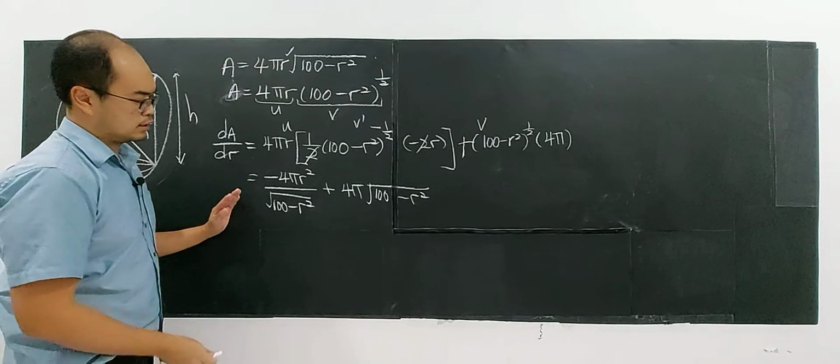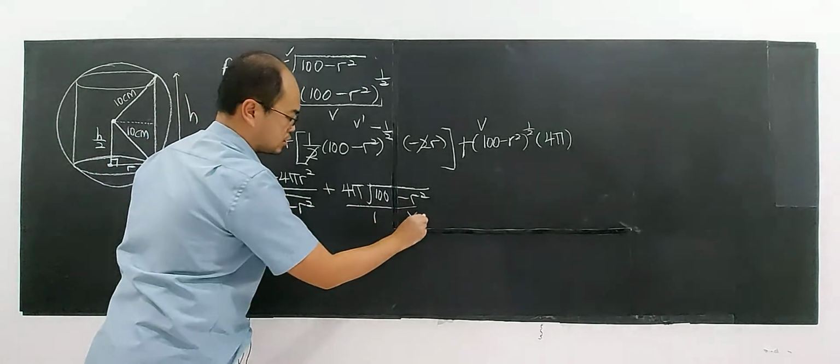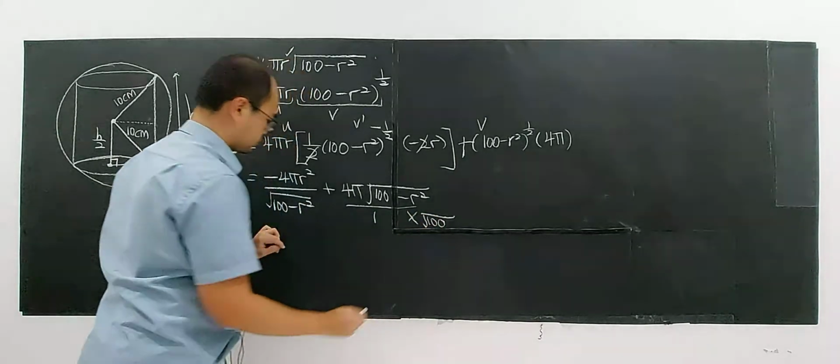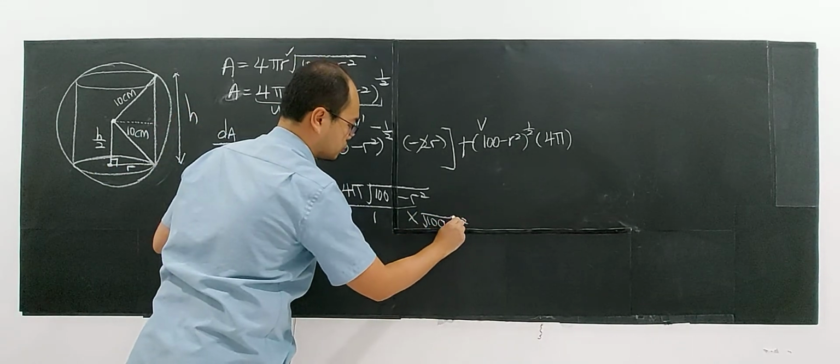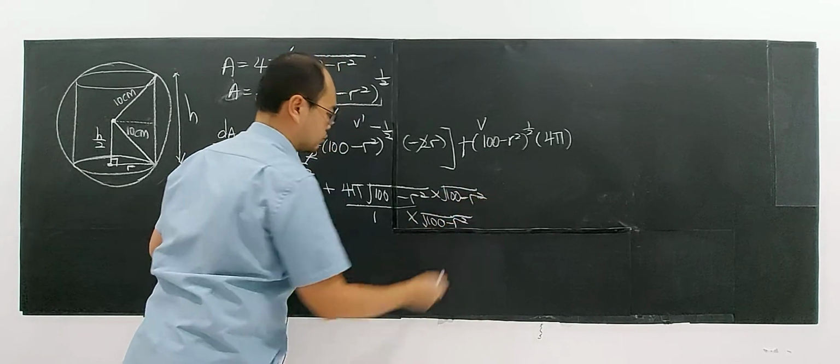Then I think it's better for you to equate the denominator, as this is 1. So I'm going to multiply this with square root of 100 minus r to the power of 2, and multiply with square root of 100 minus r to the power of 2.